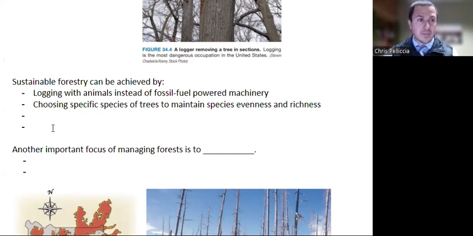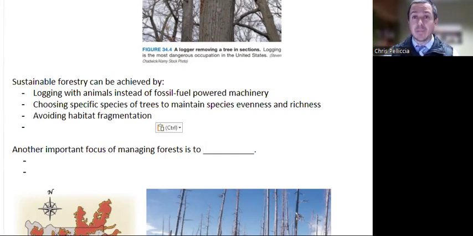When logging, you could attempt to avoid habitat fragmentation. That would minimize biodiversity loss, minimize species loss or species extinction. Again, this is not compatible with clear cutting. This would have to be selective forestry or selective cutting.